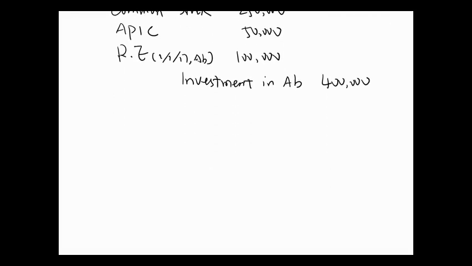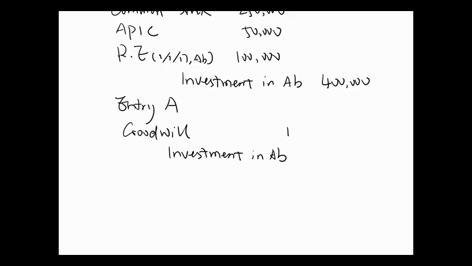The next one is entry A. Normally we use entry A to adjust the subsidiary accounts that have different value from book value. But in this case, because all of Epson's accounts are estimated to have the same fair value as book value, we only have one account to prepare here, that is goodwill. We'll debit goodwill and credit investment in Epson. The dollar amount is 120,000.